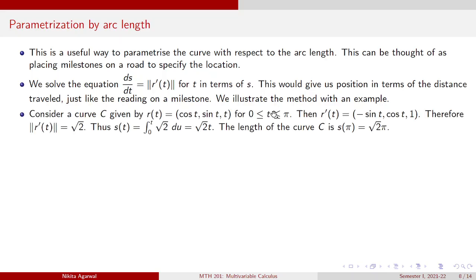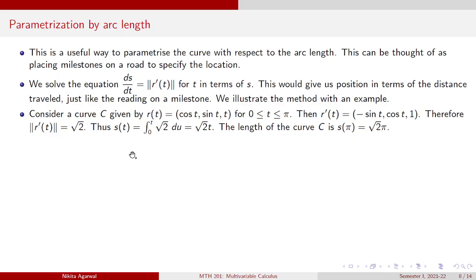Let us look at this example. So consider this curve r of t in R3, which is (cos t, sin t, t), where t varies from 0 to pi. Then r prime t is what? You differentiate each component, you get (minus sin t, cos t, 1). Therefore, if you look at its norm, it comes out to be square root of sin squared t plus cos squared t plus 1 squared, which is square root 2.